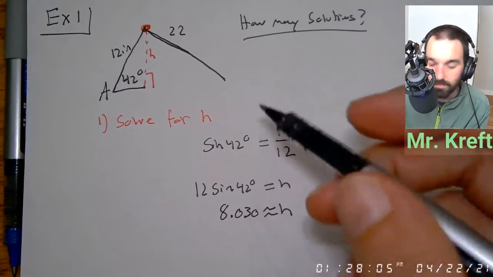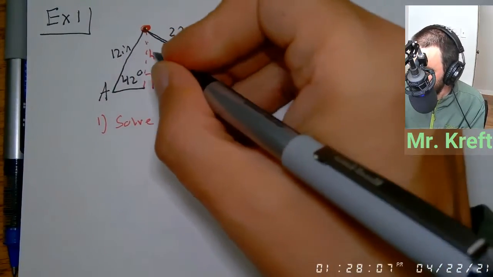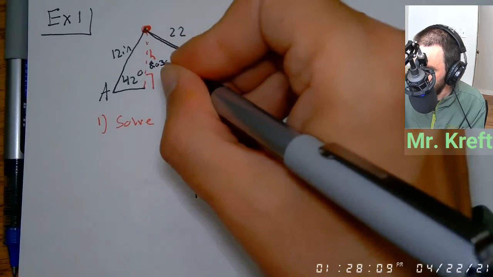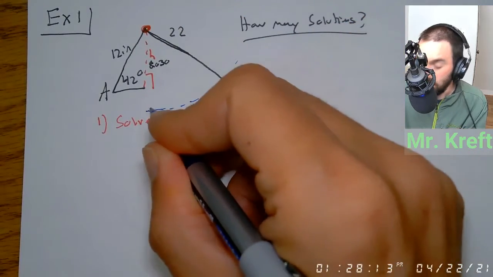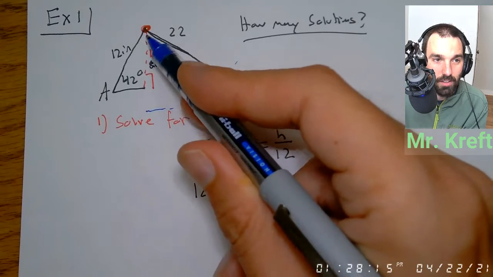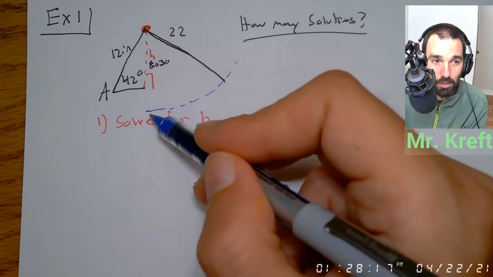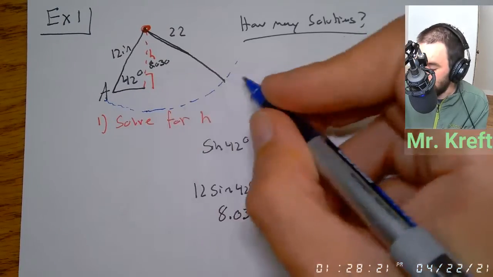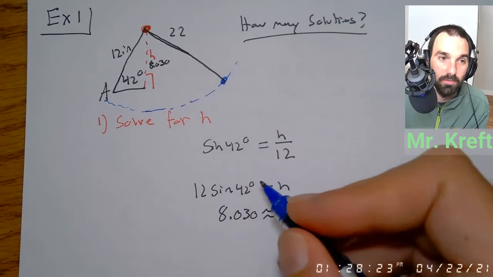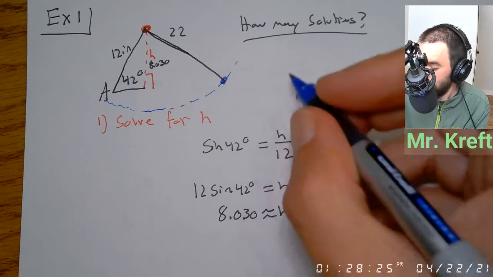So let's take a look at this. If this is approximately 8.03, then when I go like this, it's going to be longer. Do you see how 22 is longer than this? So it's going to be down here. And 22 is longer than 12. So that means I'm going to have one solution.